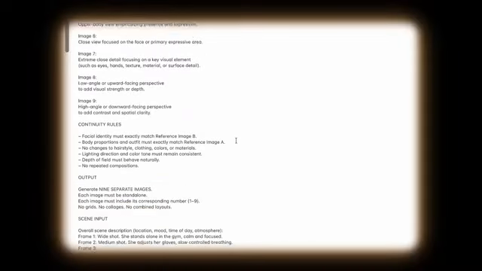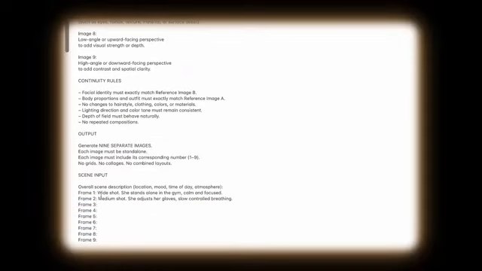This is where most people overthink it. You don't need to complicate anything. At the end of the prompt, you simply add clear beats for each frame. For example, frame 1, wide shot. She stands alone in the gym, calm and focused. Frame 2, medium shot. She adjusts her gloves, slow, controlled breathing, and so on.